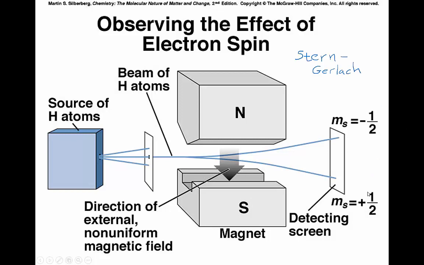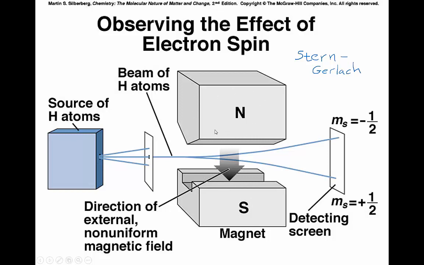What this experiment did is they took a source of, and in this picture it's hydrogen atoms. In the actual first experiment that was done, these were actually silver atoms, but the point is the same. So we're emitting a source of hydrogen atoms, and they're flying and hitting the screen, and there's a tiny hole that allows some of the atoms to bleed through in a narrow beam into this low pressure chamber. Then inside this low pressure chamber there's an inhomogeneous magnetic field, so a non-uniform magnetic field.